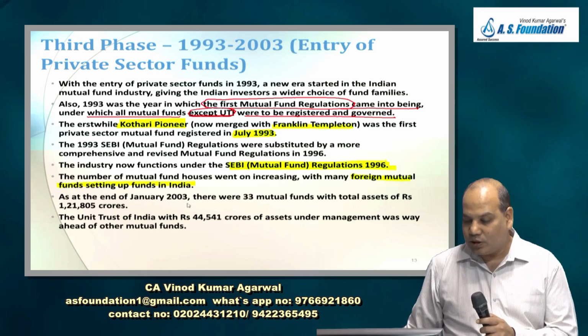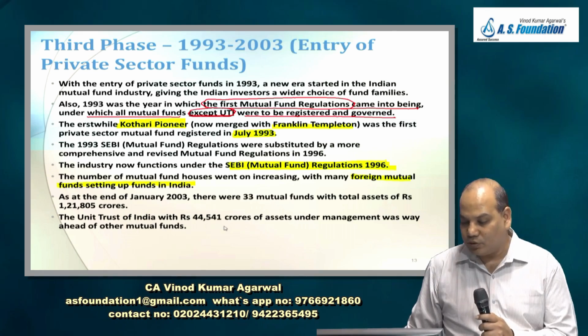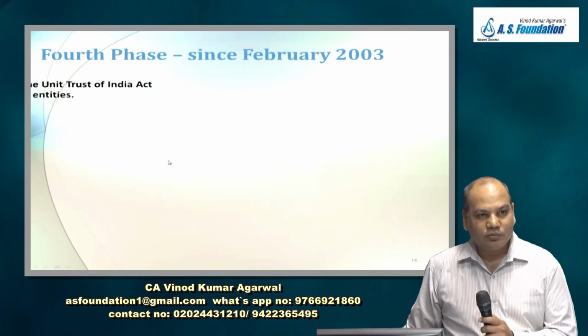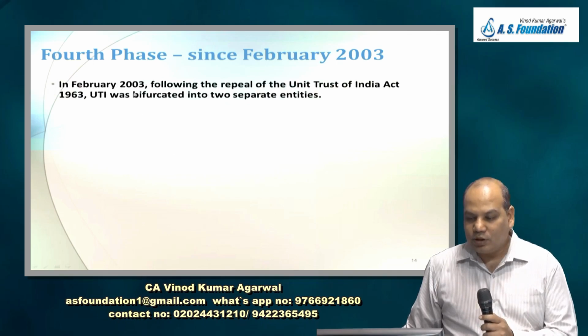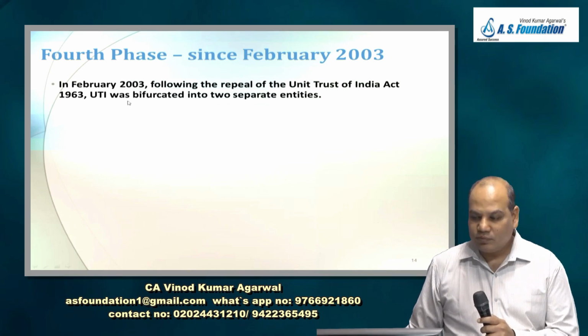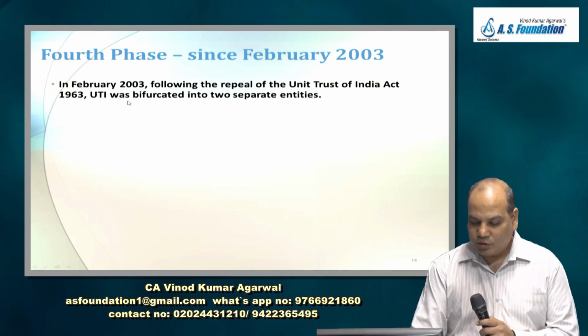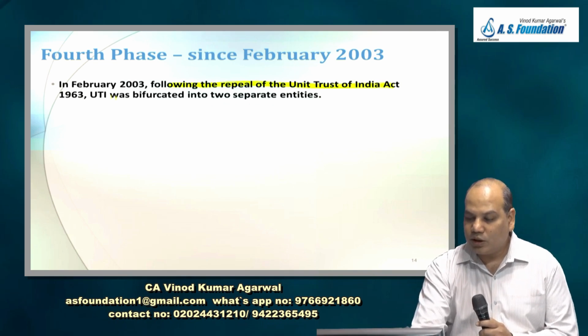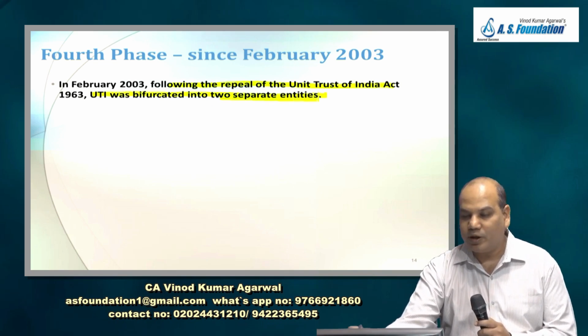And during this period, that is around 2003, UTI was managing funds of 44,541 crore and it was the leader in the mutual fund industry around this time, 2003. But now it is no longer a leader. It has lost its leadership. In February 2003, following the repeal of the UTI Act 1963, one fourth phase has started where the monopoly or the status of UTI has completely changed. Now the UTI is bifurcated into two separate entities.